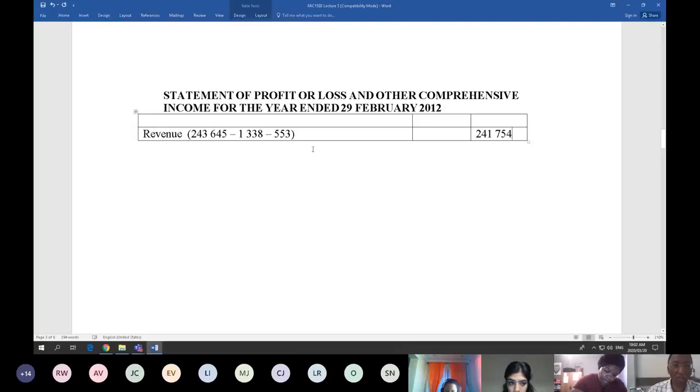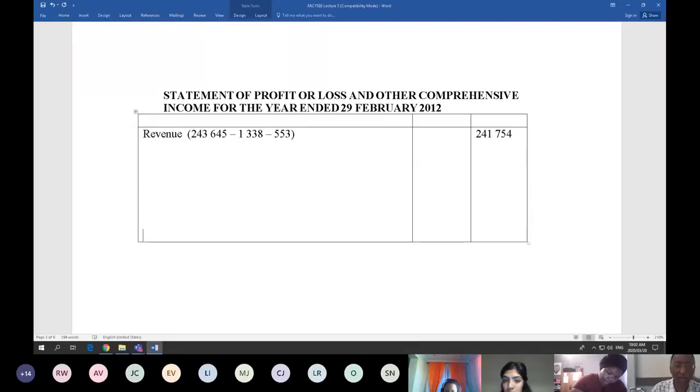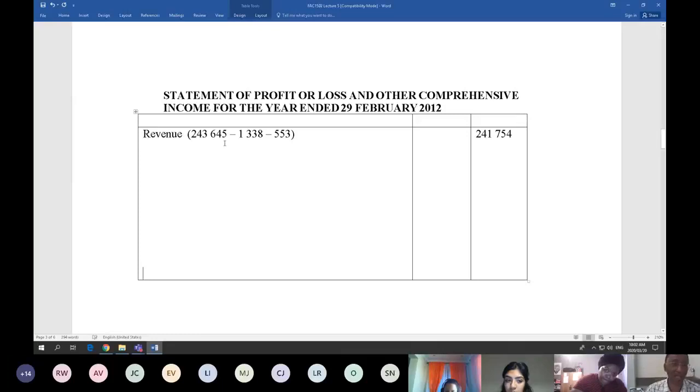Please, you show all your calculations. Whatever you are calculating, you are showing those calculations in brackets as I have got there for you in the solution. Revenue is equal to the sales minus sales returns minus your settlement discount granted. In this example now, my revenue is 241,754. Less your cost of sales.